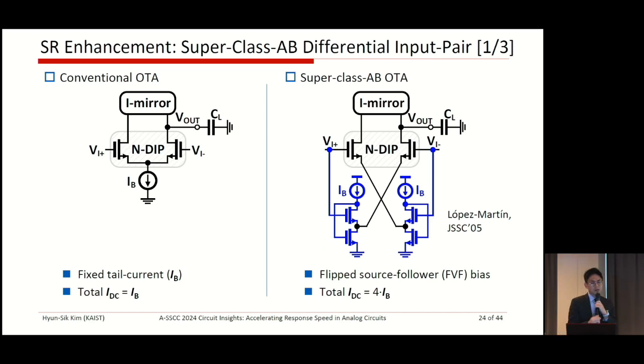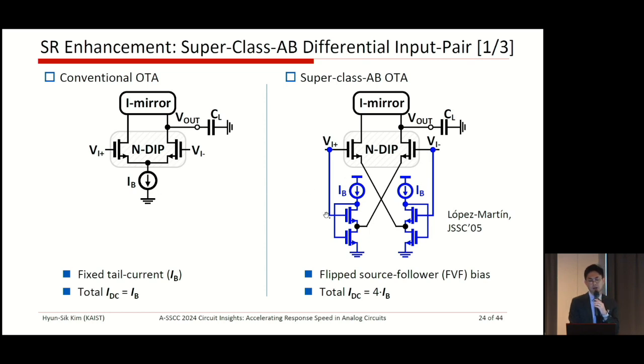Okay, so this is another design for slew enhancement. The left side is the conventional operational transconductance amplifier. The right side is the super class AB OTA. This design looks very weird and not conventional, but its small signal behavior is very similar to the conventional OTA design. In this design, the differential pair is biased with the fixed tail current.